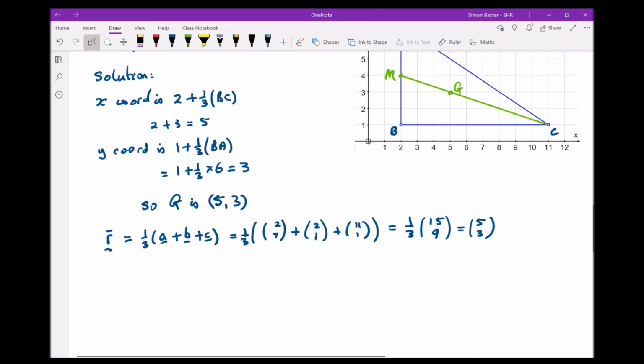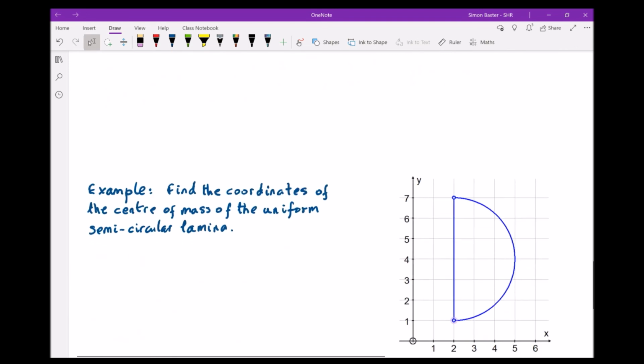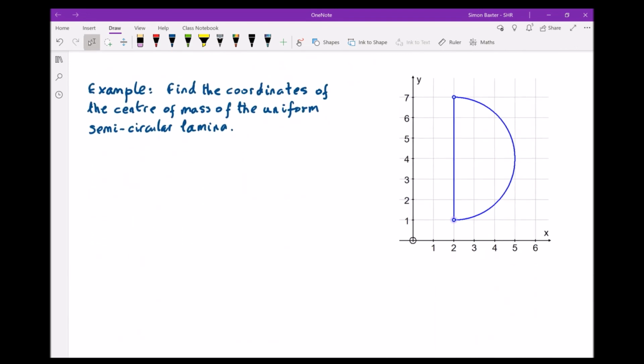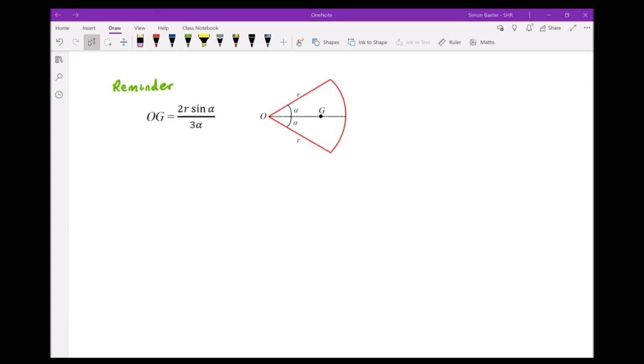Okay, let's look at another example. How can we find the coordinates of the center of mass of the uniform semicircular lamina, which is shown in the diagram? First, a reminder. If we have a sector of a circle of angle 2 alpha and radius r, the center of mass is at a point G, where O is the center of the circle and OG is 2r sine alpha over 3 alpha.